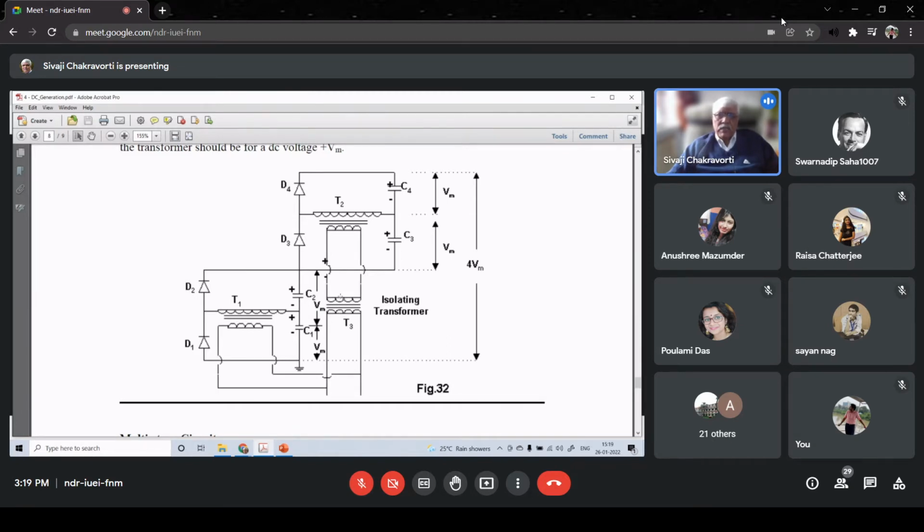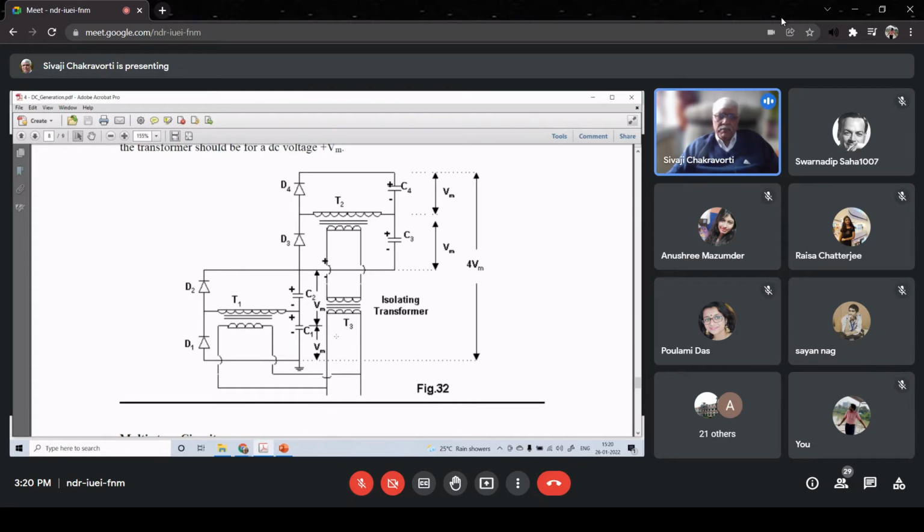So therefore, what will happen? The insulation between primary and secondary of T1 will be 2 Vm. Insulation between primary and secondary of T2 will be 2 Vm. And that additional 2 Vm insulation required will be between the primary and secondary of the T3.